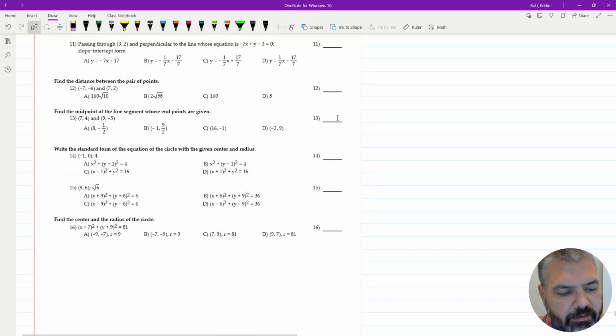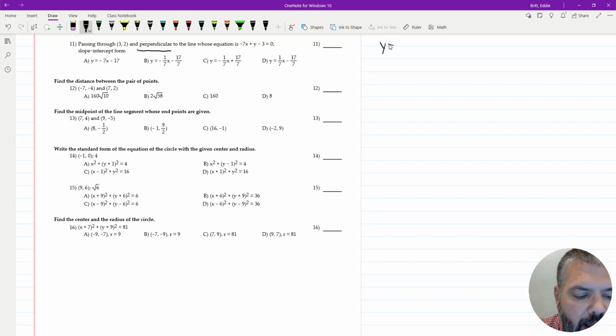All right, the next problem says we want to write the equation of a line passing through (3, 2) and perpendicular to the line whose equation is negative 7x plus y minus 3. So we have to figure out the slope of our new line by looking at the given line. So let's make this equation y equals. You see you have a minus 7x and a minus 3. You want to move both of those over, and you'll have y equals 7x plus 3. Now that's not the answer, okay? That's just the line that's given.